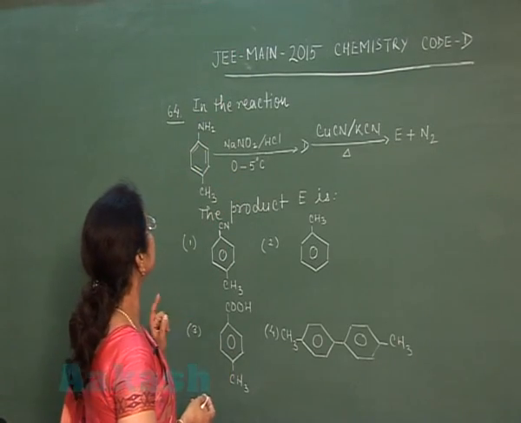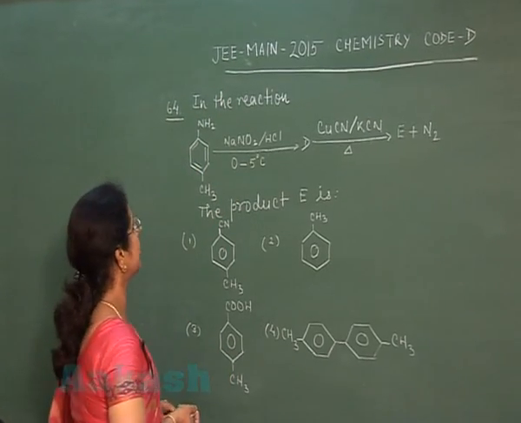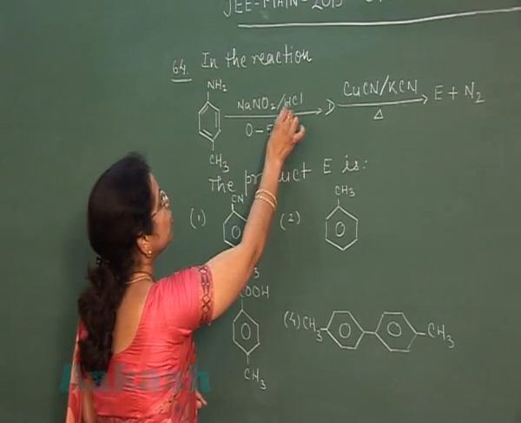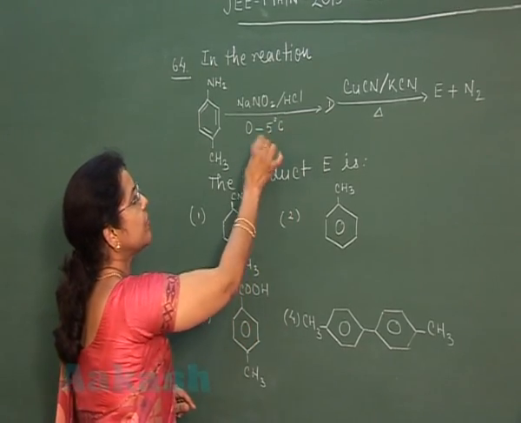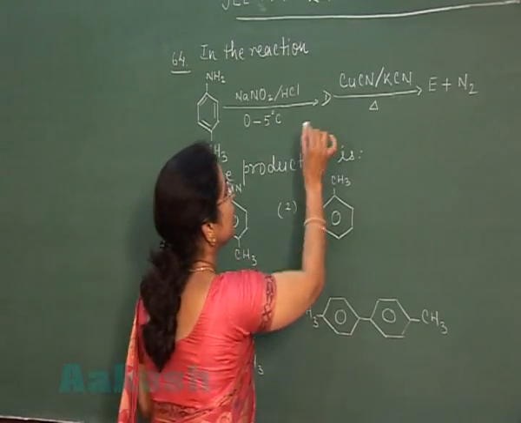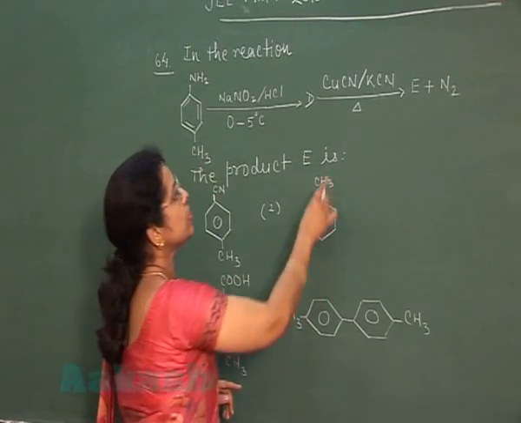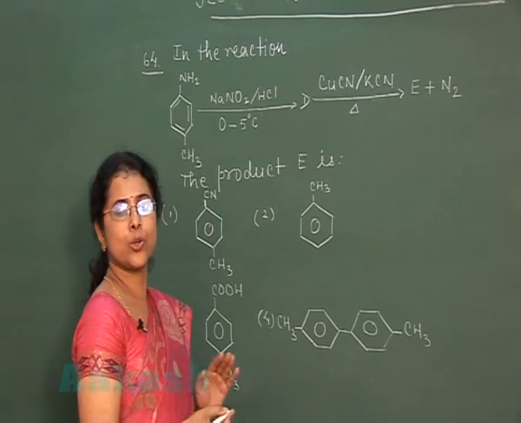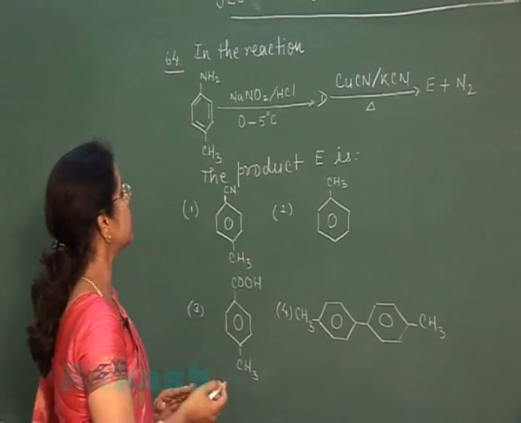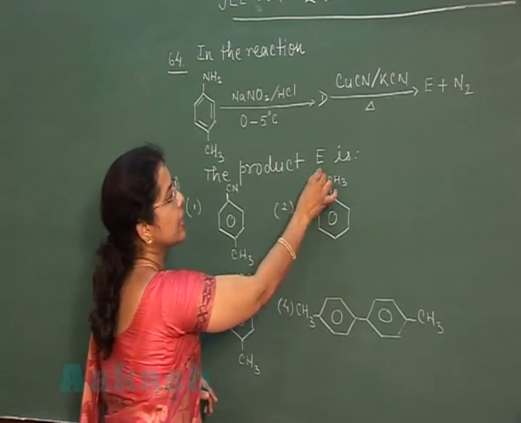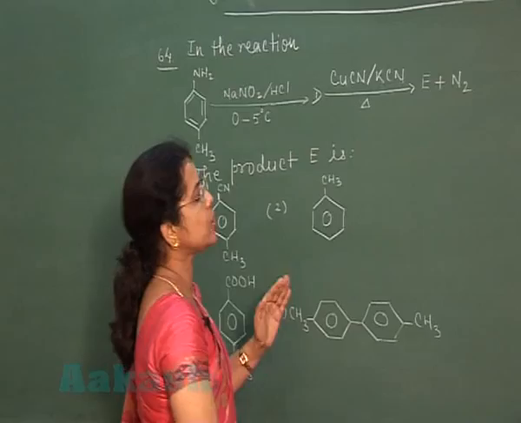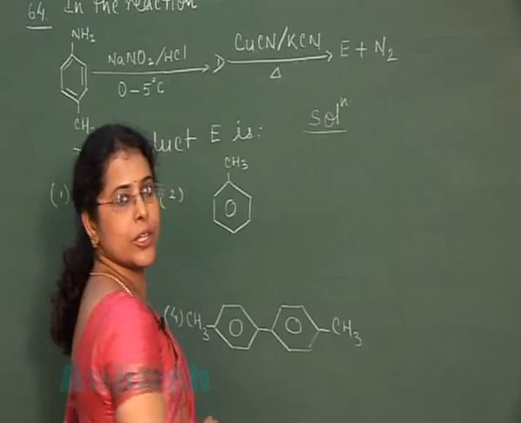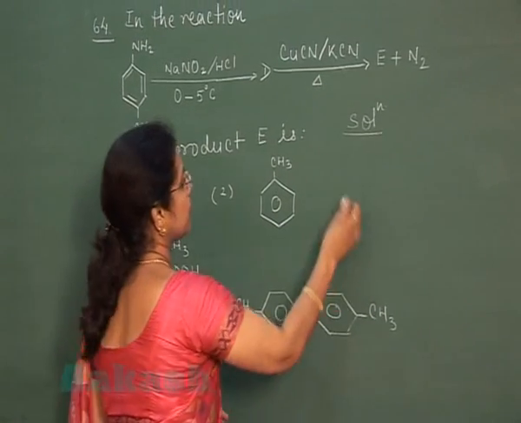So next question is question number 64. In the reaction, this compound is given, para-toluidine, treated with NaNO2, HCl, 0 to 5 degrees Celsius. A reaction product is formed and this product when treated with copper cyanide and KCN, then product E and nitrogen gas is formed. In this question, we have to find out the product E. In order to find out this product E, we have to write the equation. So let us see what is the equation.